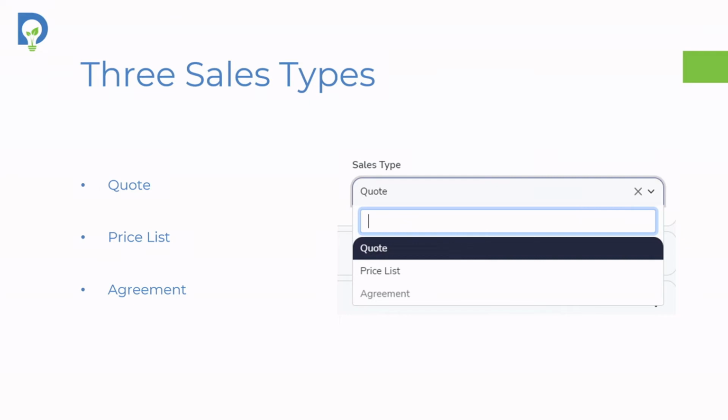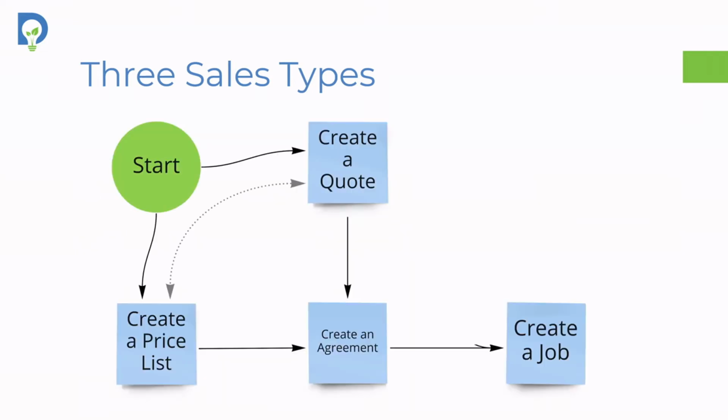The thing to note about these is when you create a sales type, so when you hit create, and we'll go through this in the UI in a second, you only have the option to choose quote or price list. There isn't that third option because agreements can only be created from either a quote or a price list. So I've got this handy little graphic, hopefully it helps.